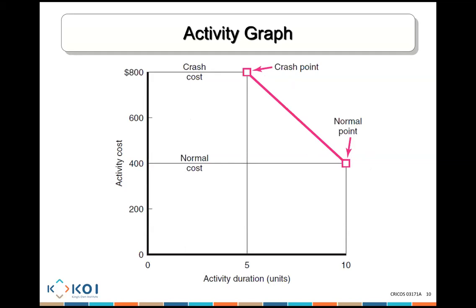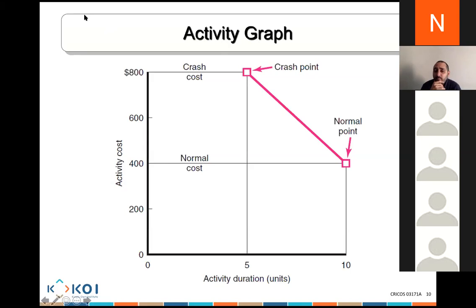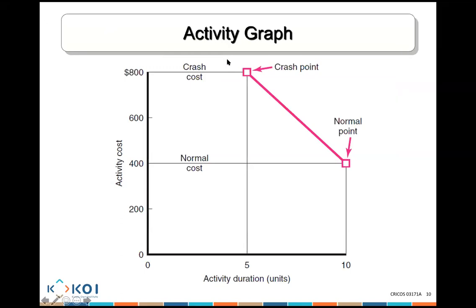400. 400 for how many periods? 5. For 5 periods. So how much is it going to cost me per period? If I want to crash it 1 period at a time, how much is it going to cost me? 80. That's correct. 100% correct. Okay. So there's 5 days. The 5 day difference is 400 extra. 400 divided by the 5 days. That's $80 it's going to cost me every time I'm crashing that specific activity.